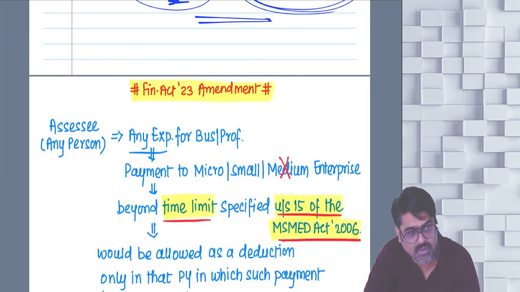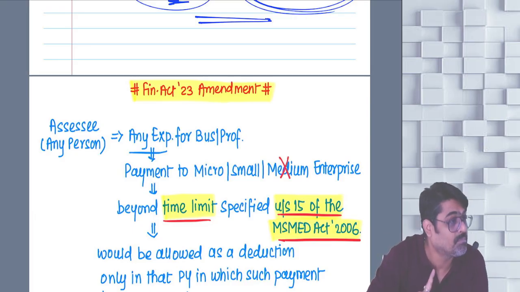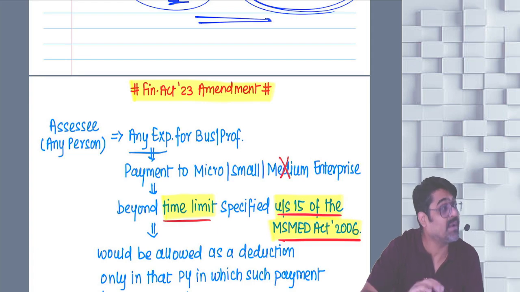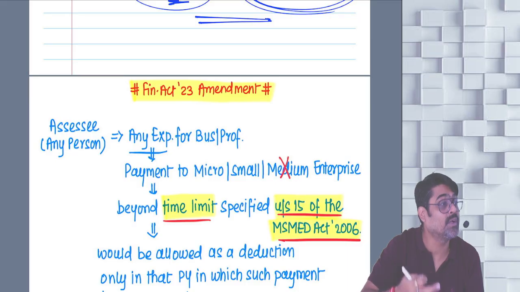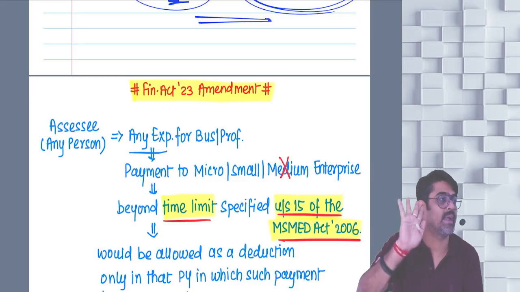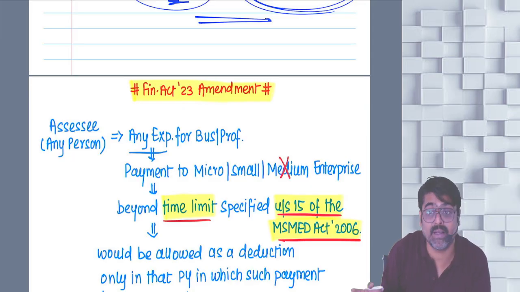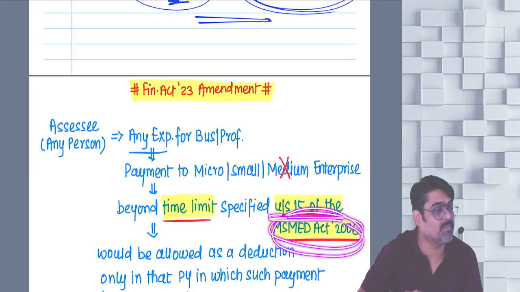And what this amendment said, if any goods or services are purchased from micro enterprise or small enterprise, which enterprise? Micro enterprise or small enterprise, then the payment for those goods or services must be made by the assessee on or before the due date specified in MSME Act. Not on or before the due date of ROI. No. For this payment, ROI due date is not relevant. For this payment, the due date specified in MSME Act, section number 15.